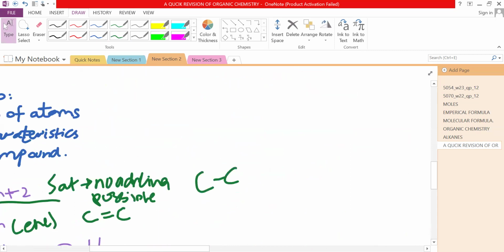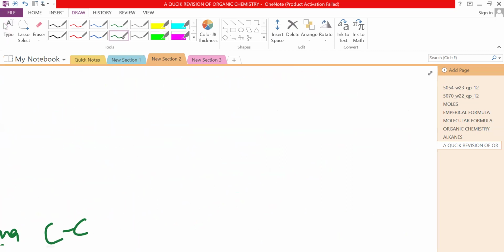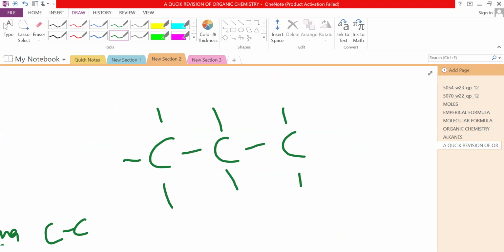Let me give you a few examples to identify alkane and alkene. So here you can see 1, 2, 3 carbons, and this compound contains 3 carbons, so this is propane. How do you identify that this is propane? Firstly, it has 3 carbons, and secondly, it has no double bond, so it is propane.